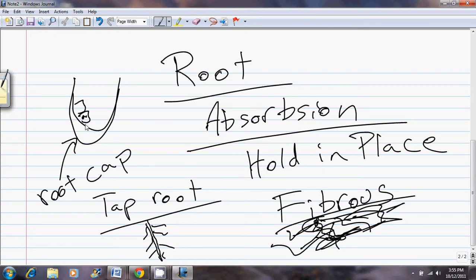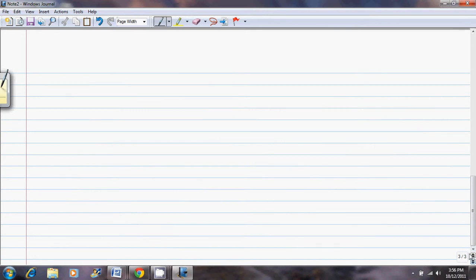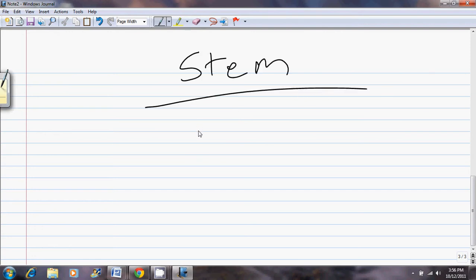Now, the next part that you deal with is a stem. We can deal with two types of stem. You can either have the woody stem, and yes, you guessed it, it's made of wood. Or you can get the herbaceous.